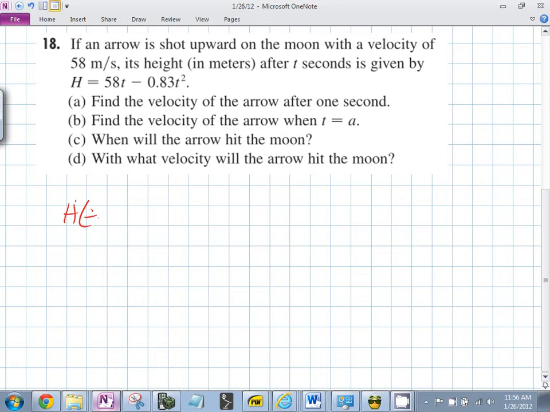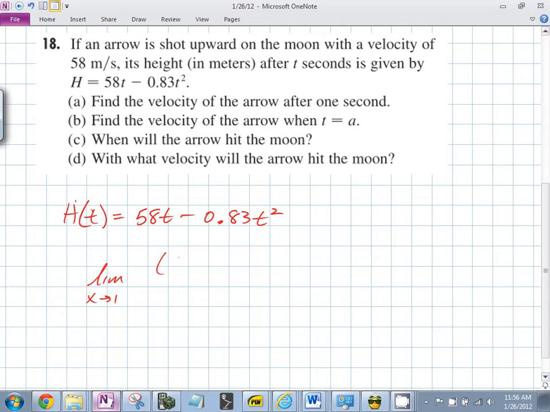In terms of t, the function is 58t minus 0.83t squared. What is part A asking you for? The velocity at 1, right? So you're doing the limit as x goes to 1 of what? f of a plus h, or x plus h, we're just doing x. There are two different forms, right? So let's do this one.